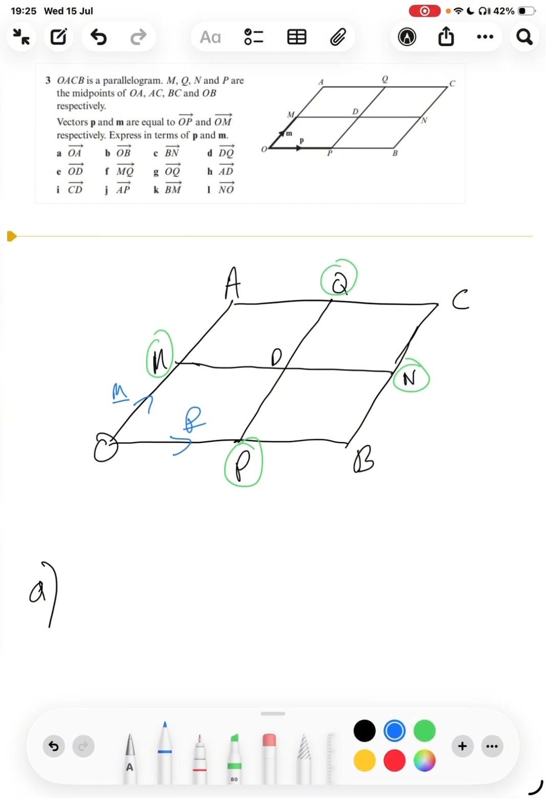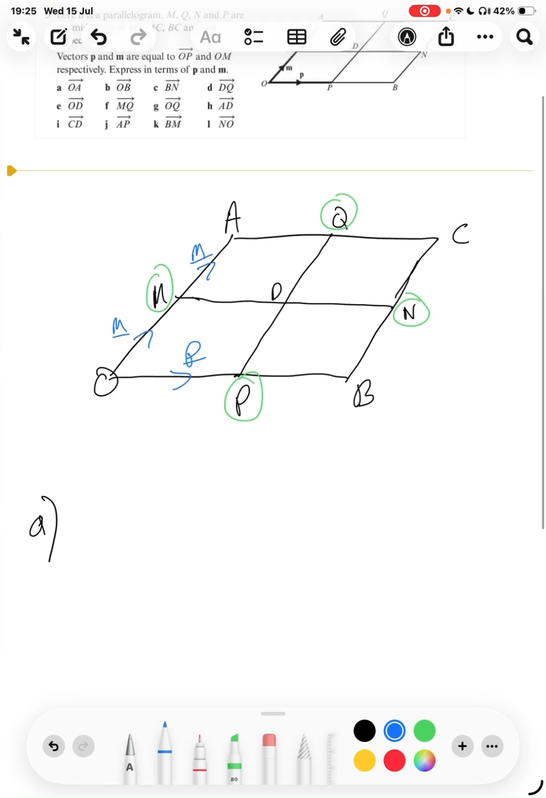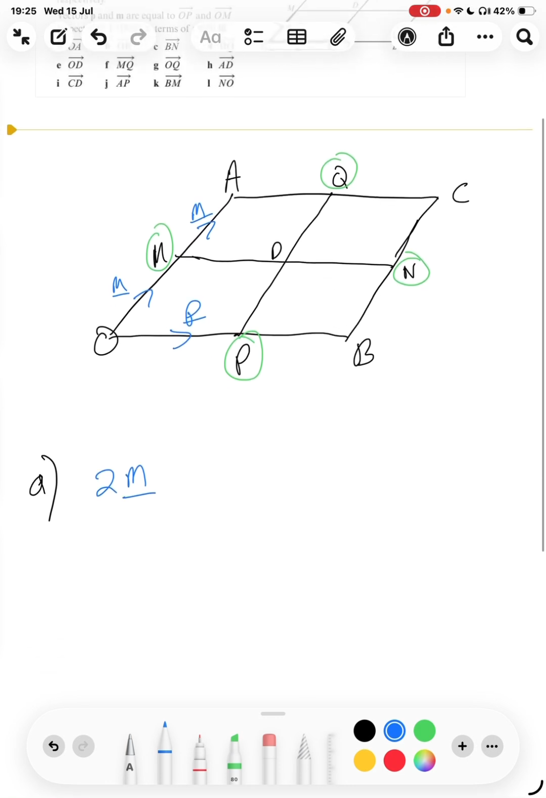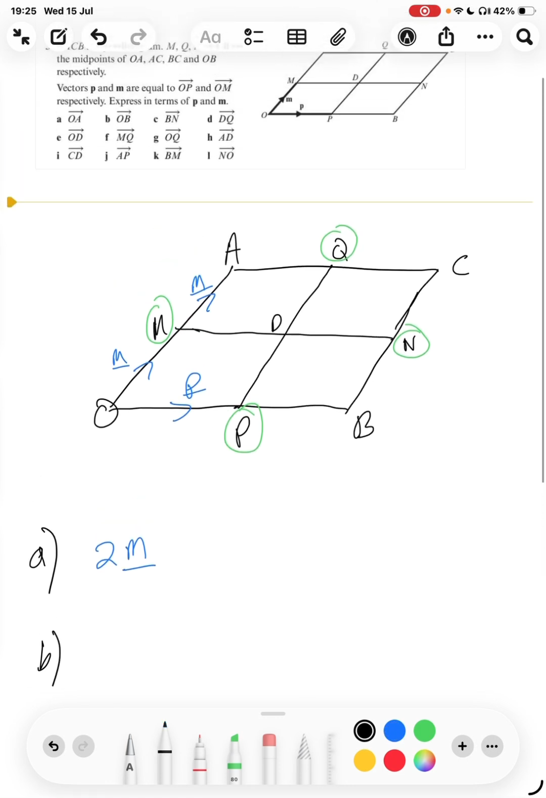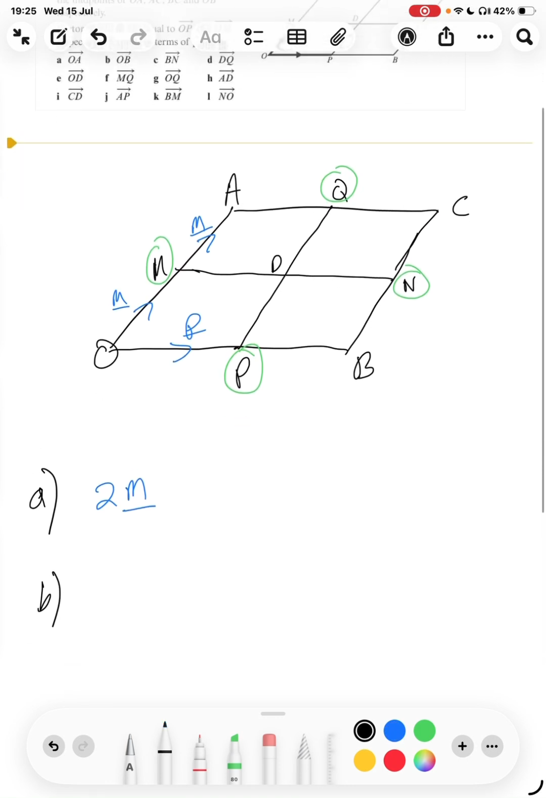So how does being a midpoint help? Well, O to M is halfway O to A. So if it's halfway, then M must be half of the total, so O to A must be the other half, which then must also be M. So O to A must be 2 lots of M, because you've gone halfway and you've done M, so the other half must also be M. Okay, good.